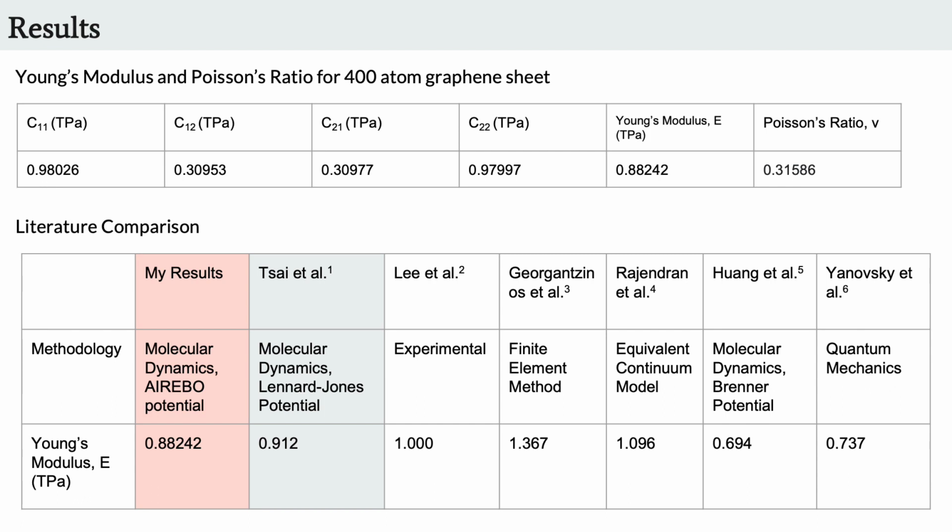In the chart on the bottom of the page, I've compiled some literature values that utilize different methodologies and or potentials to find Young's modulus. And so as you can see, my result is in the acceptable range compared to the ones you see here, but differs slightly from the experimental value of 1. And I expected my value to be very similar to the value highlighted here in gray, as I used a very similar methodology in my simulation. However, they did use a different potential, which could explain the differences.